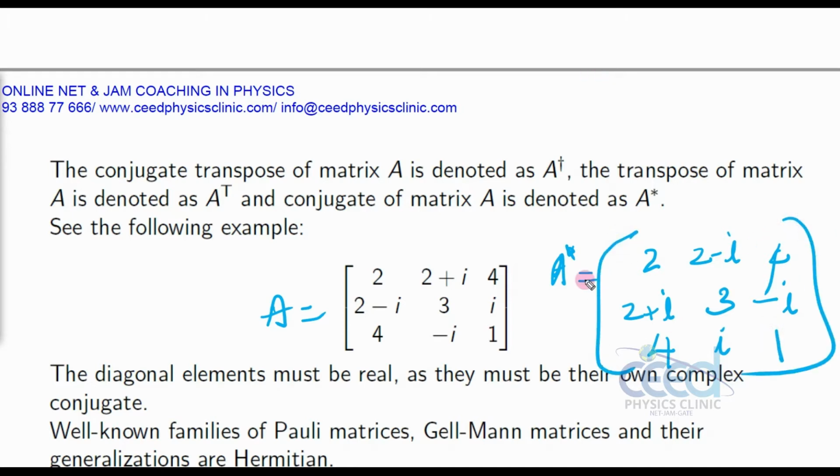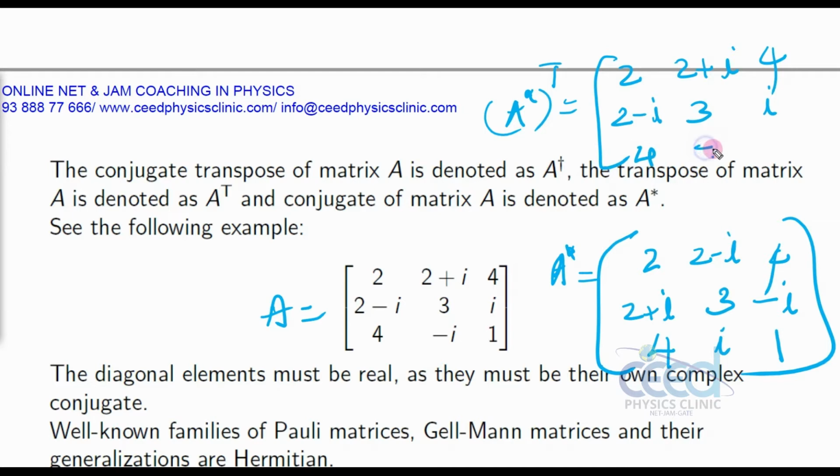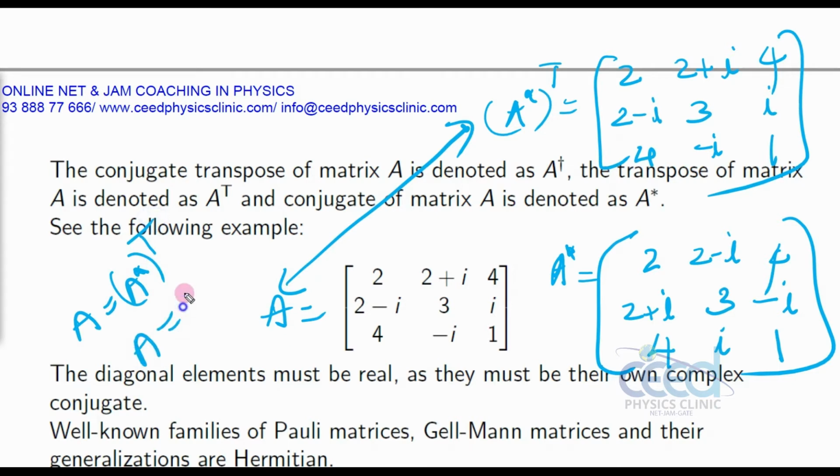Now I am going to take the transpose of this. Then what will I get? That is 2, 2 plus i, 4, then 2 minus i, 3, i, then 4 minus i, 1. See, now look at this A, these two are equal. That means this A is equal to A conjugate transpose, that is, A is equal to A dagger, as we can represent symbolically. So this matrix is Hermitian.